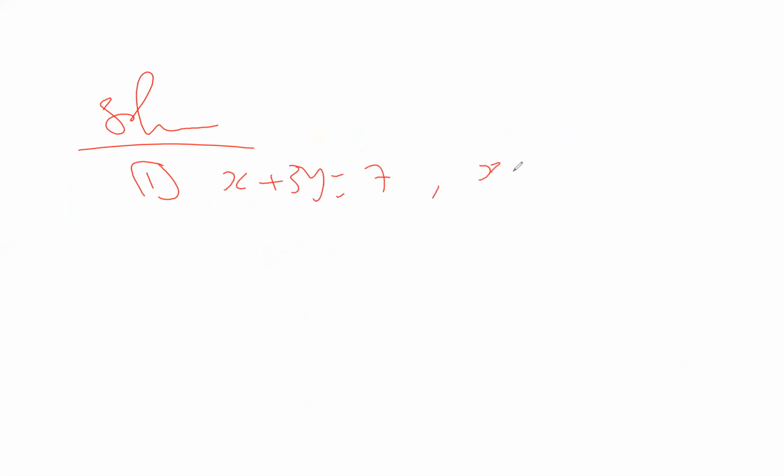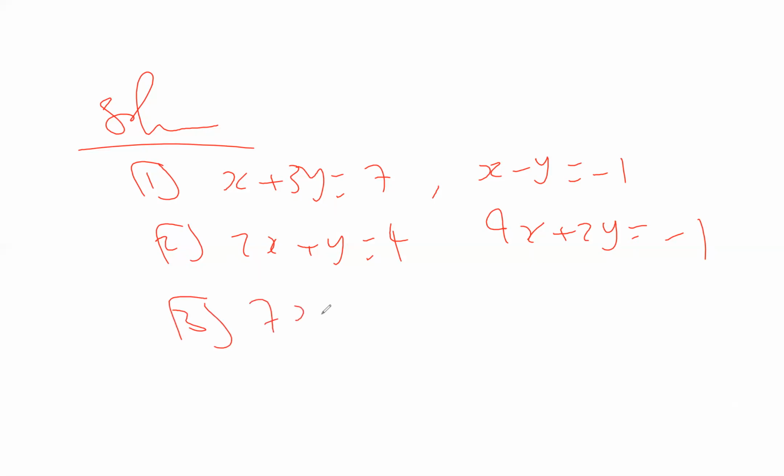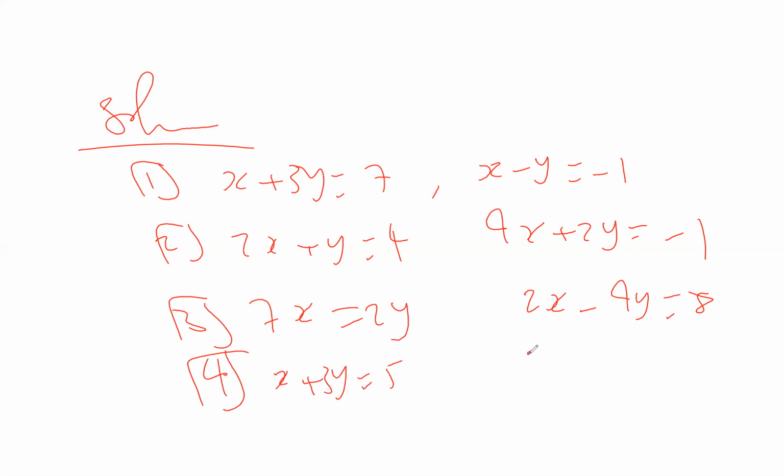Solve this exercise and send it in the homework file, please. Number one: x plus 3y equals 7, x minus y equals negative 1. Number two: 2x plus y equals 4, and 4x plus 2y equals negative 1. Number three: 7x equals 2y, and 2x minus 4y equals 8. Number four: x plus 3y equals 5, 2x plus 6y equals 10.